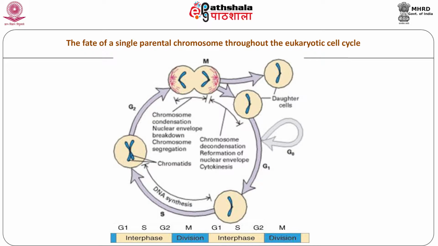The figure illustrates the fate of a single parental chromosome throughout the eukaryotic cell cycle. Although chromosomes condense only during mitosis, they are shown in condensed form to emphasize the number of chromosomes at different cell cycle stages. The nuclear envelope is not depicted. Following mitosis, M, daughter cells contain 2n chromosomes in diploid organisms and 1n chromosomes in haploid organisms, including yeast maintained in the haploid state.